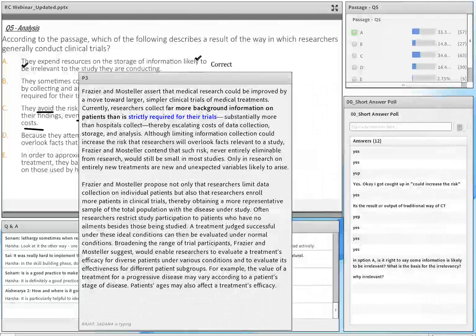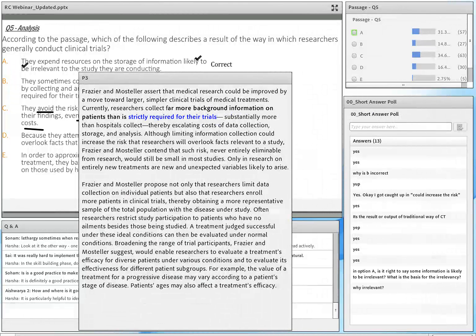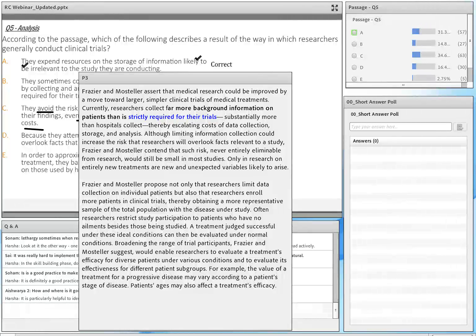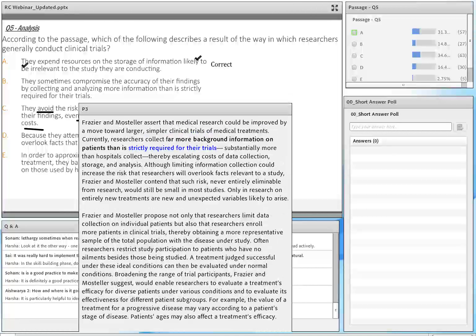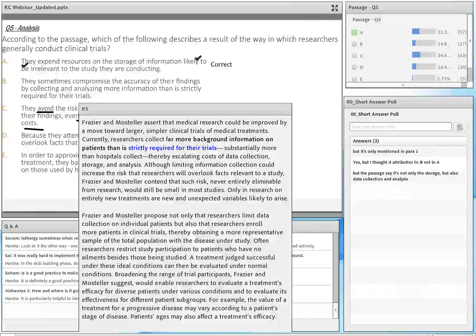Do you see this? If they collect more information than is required, then it is likely to be irrelevant, right? Yes, it's not a main point question. It's a detailed question. A main point has to go across the passage, not a detailed question. Strictly required means, for the trial, if you need it. What does strictly required mean?